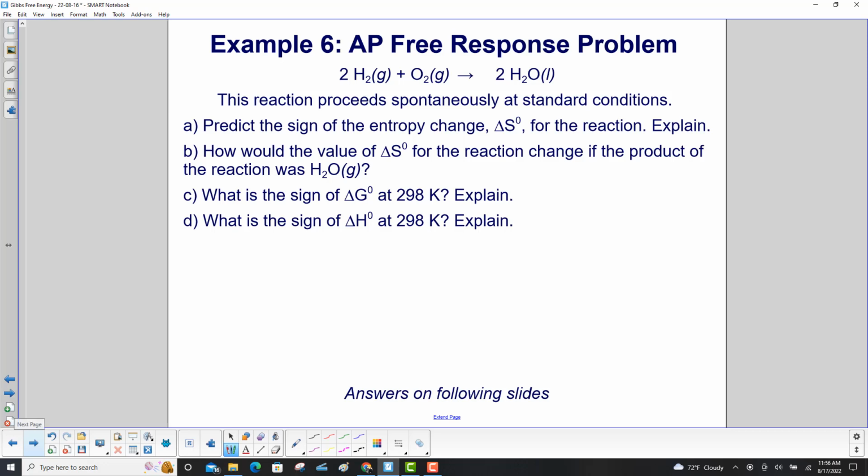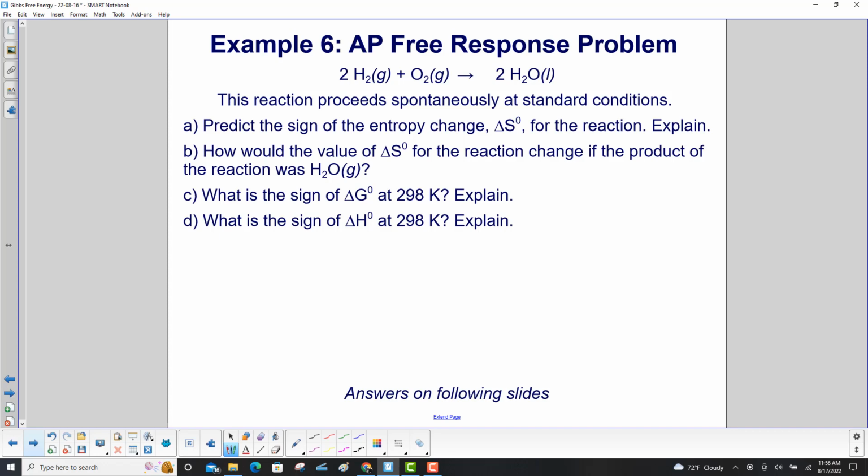This reaction proceeds spontaneously at standard conditions. A. Predict the sign of the entropy change for the reaction. Explain. B. How would the value of delta S naught for the reaction change if the product of the reaction was water in a gaseous form?